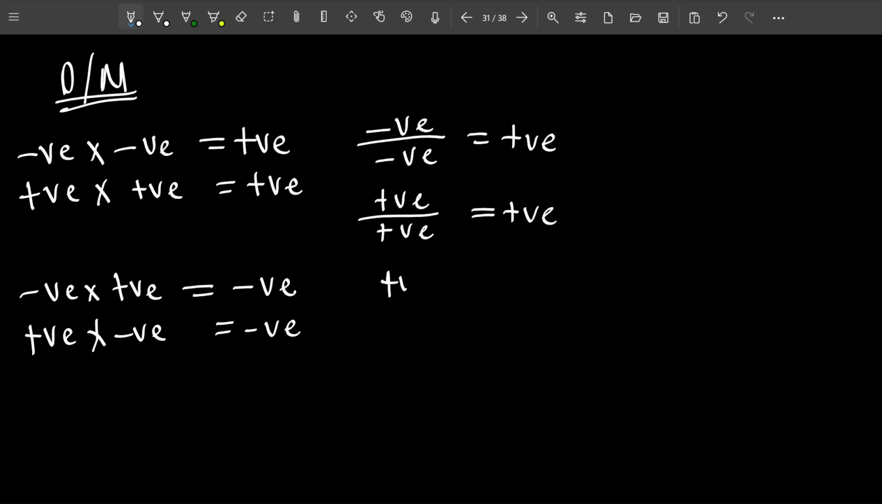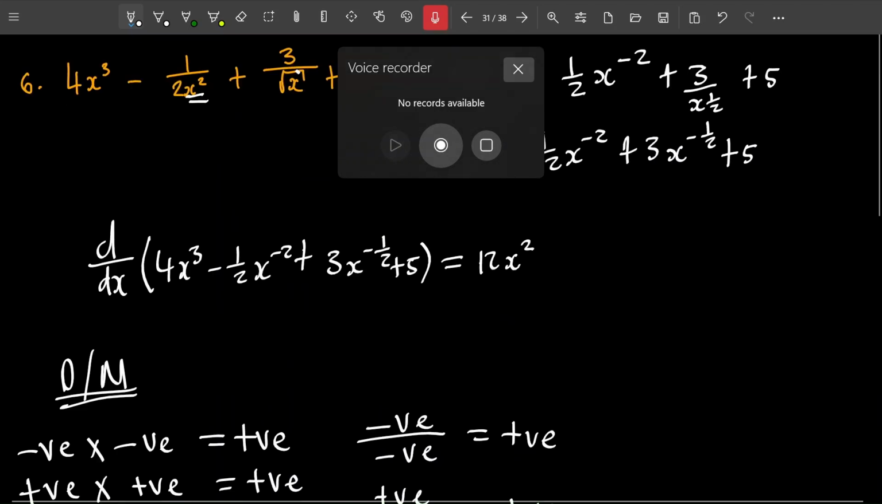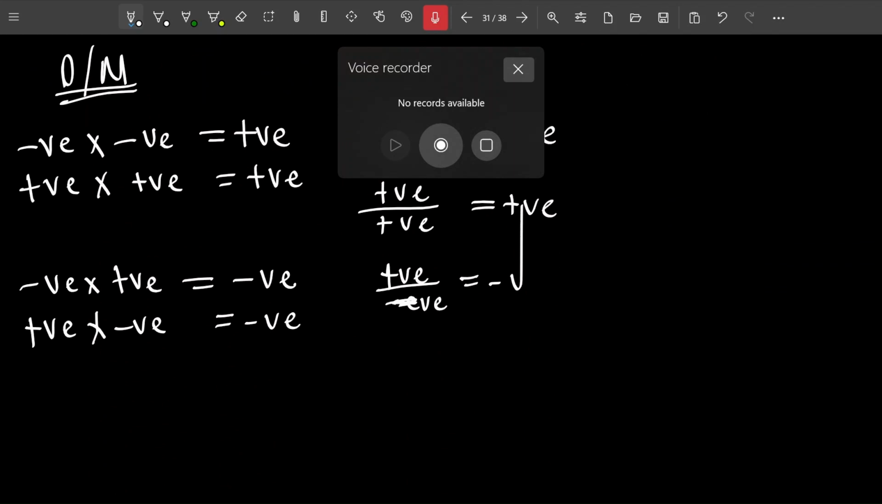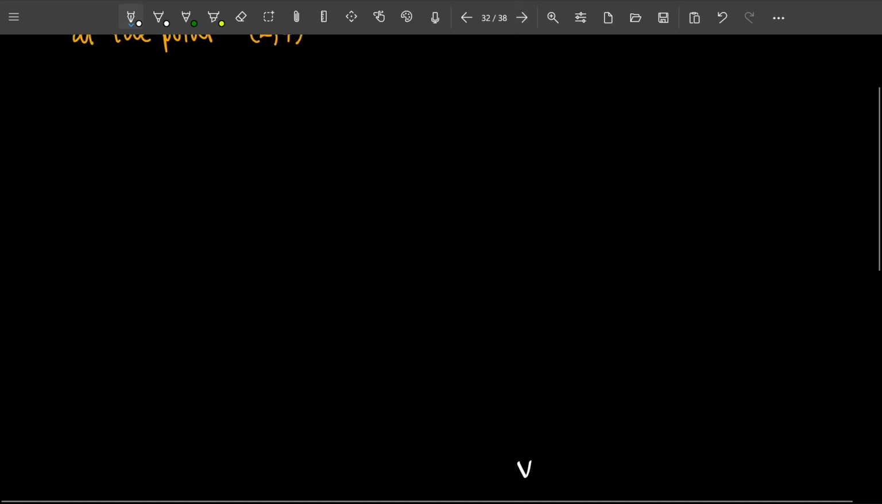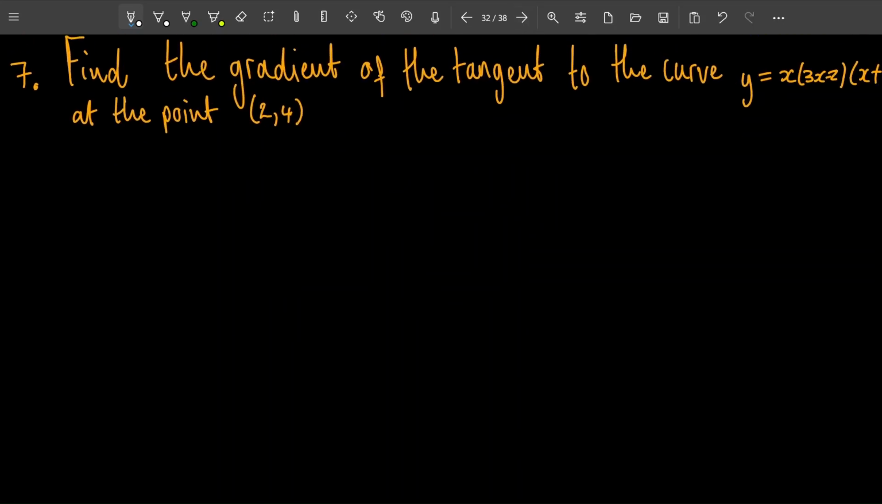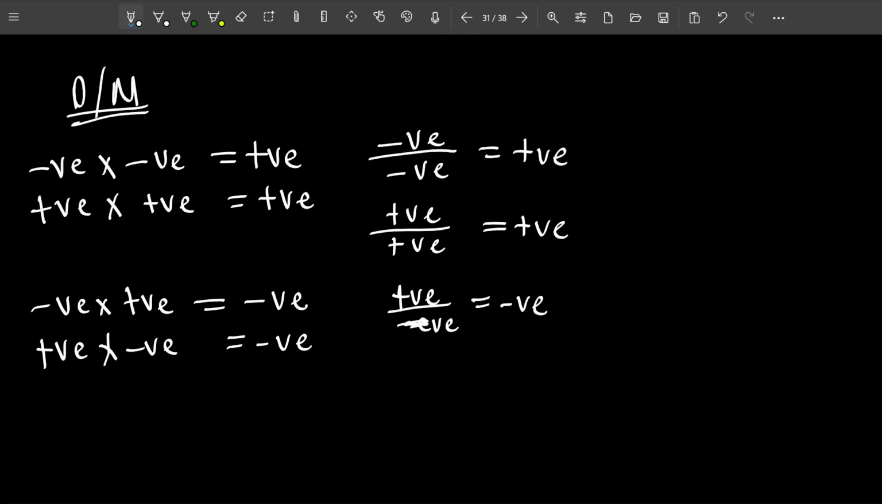If I say positive divided by negative, then I'm going to get negative. Okay, let me be writing with you. Then here I'm going to get negative. I'm not making you cram. I'm going to explain why that is happening. Here I'm going to get negative. And finally, if I say negative divided by positive, I will get negative again. Why is that so?